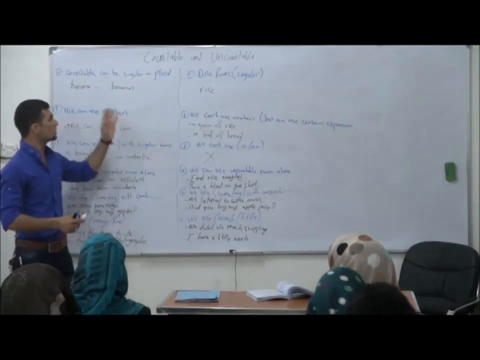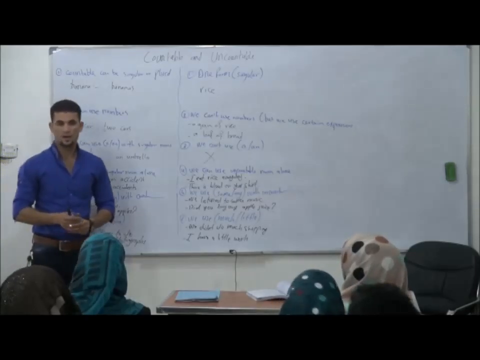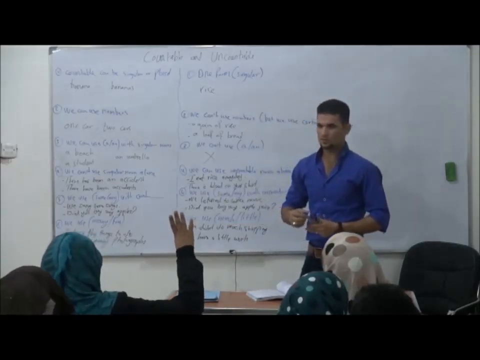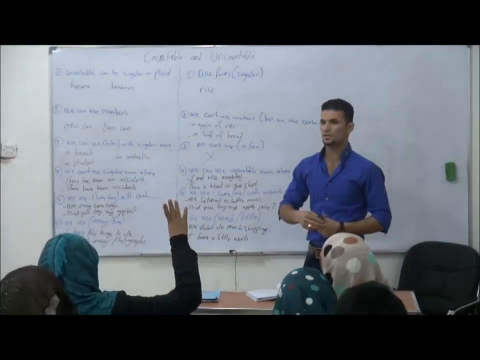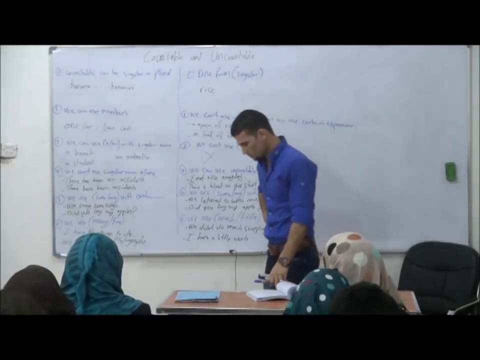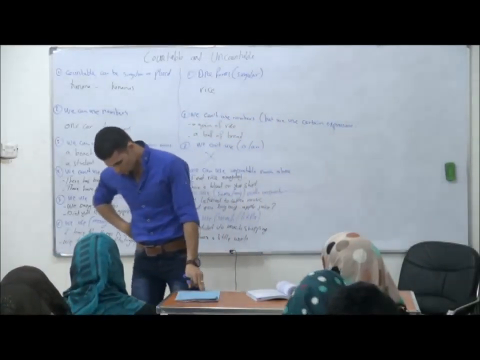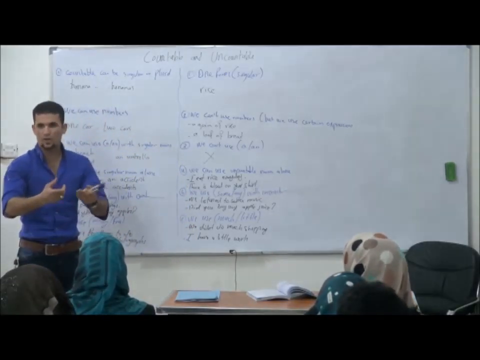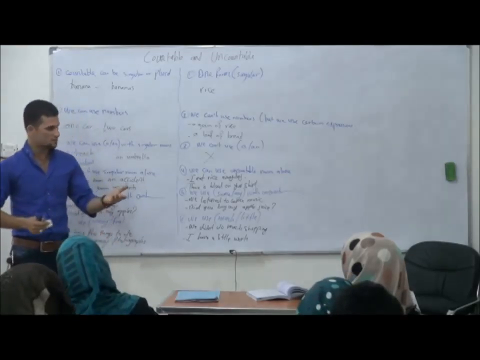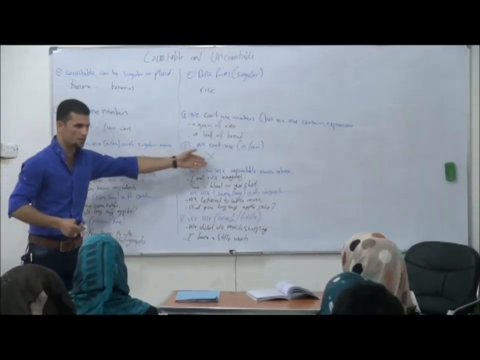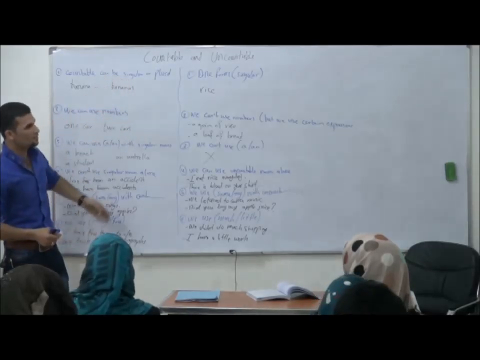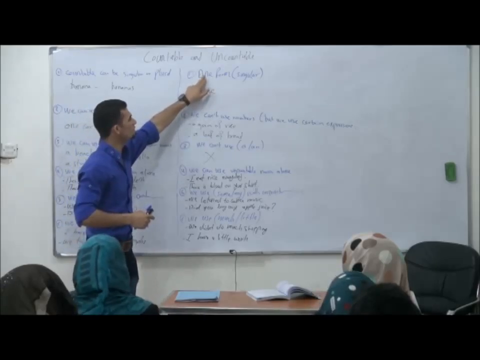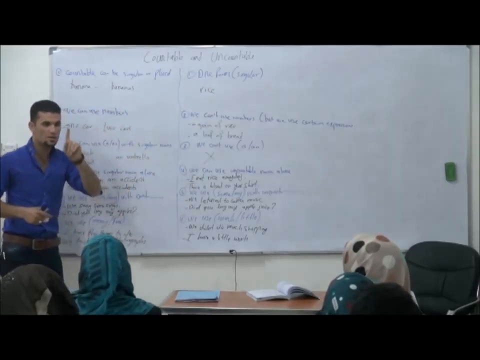What is a countable noun? A countable noun is the noun that can be counted. Numerated. يعني يحسب. We can say one door, two doors, three, four, right? So a countable noun is the noun that can be counted, while an uncountable noun is the noun that cannot be counted. It has only one form.